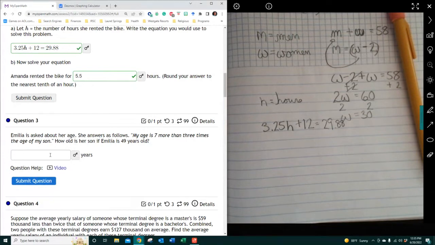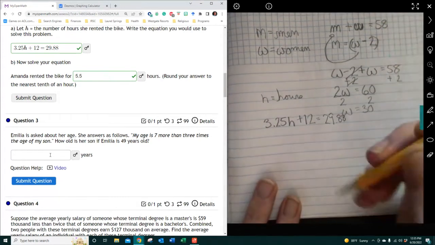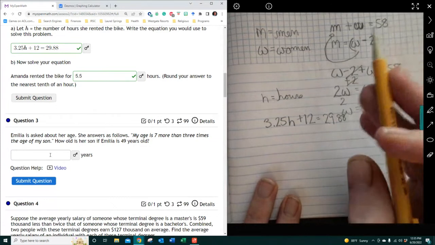Amelia is asked about her age. She answers as follows. My age is 7 more than 3 times the age of my son. How old is her son if Amelia is 49 years old? Okay. So now, we're going to go ahead and ask about her son's age.